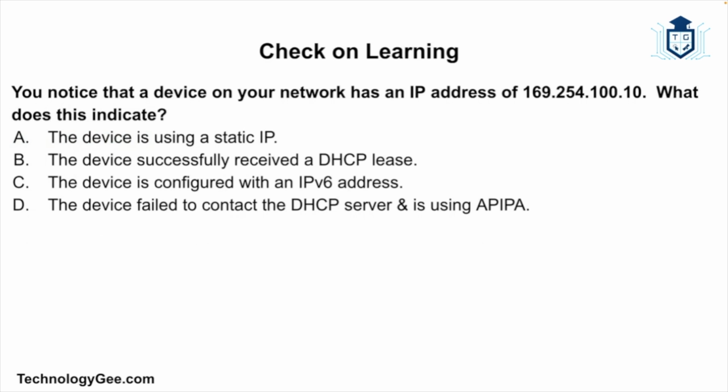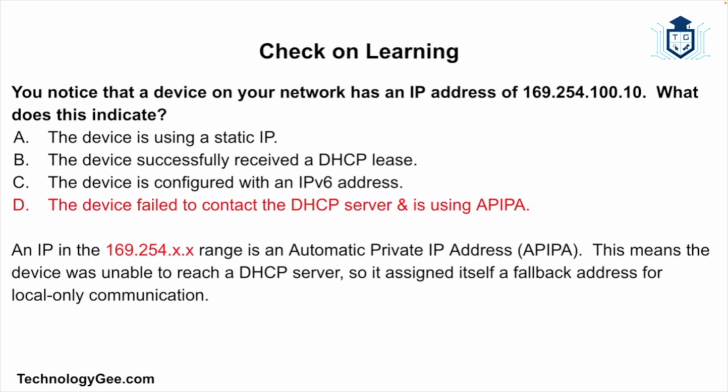Next question. You notice that a device on your network has an IP address of 169.254.100.10. What does this indicate? Is it the device is using a static IP? Is it the device successfully received a DHCP lease? Is it the device is configured with an IP version 6 address? Or is it the device failed to contact the DHCP server and is using APIPA?